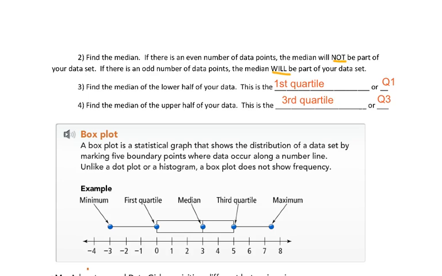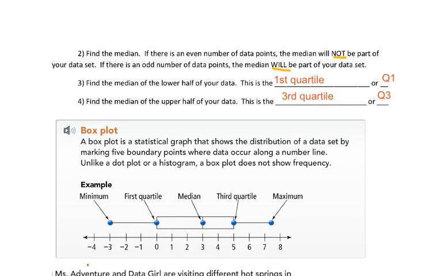And then here we have an example of a box plot with the 5 significant points that make up your box plot. So we have the minimum value, the first quartile, which is Q1, the median, which is Q2, the third quartile, which is Q3, and the maximum value. So that's what a box plot looks like, and you've studied that in the past. Let's take a look at the next part.